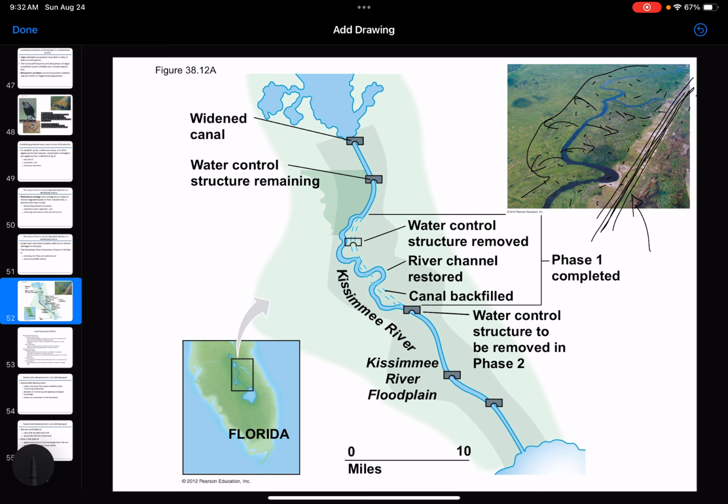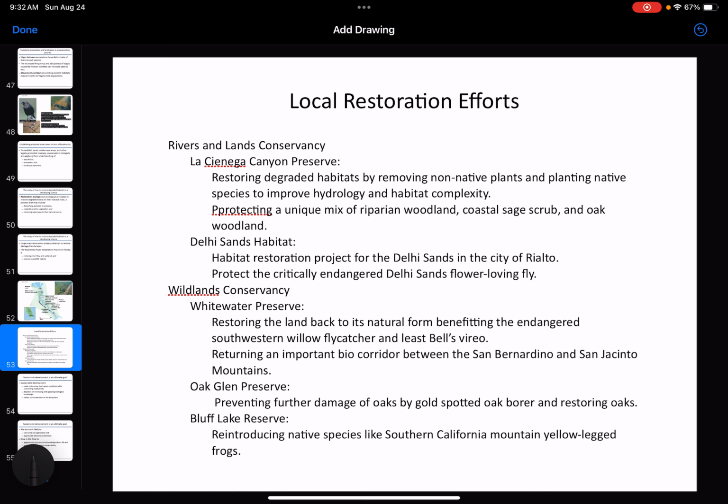We have the Santa Ana River that crosses through Riverside County. That's a big deal also. All right, so here's a list, and it's a short list, by the way, of local restoration efforts, just so that we have something that we can really apply to our neighborhoods, right, our communities.